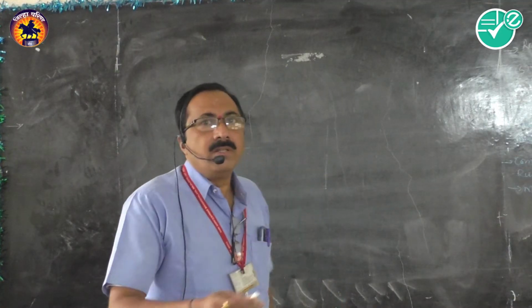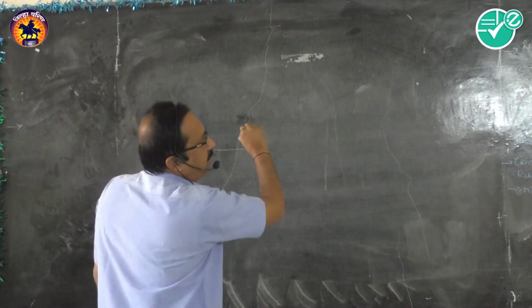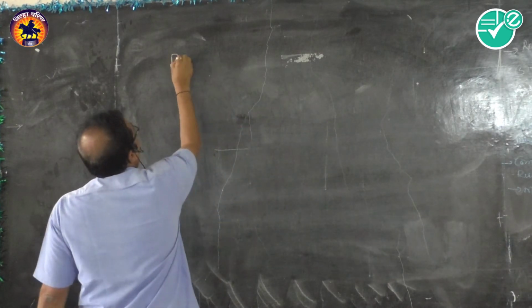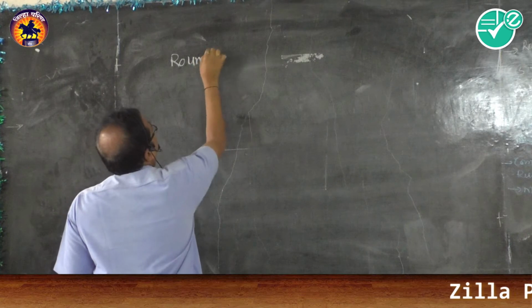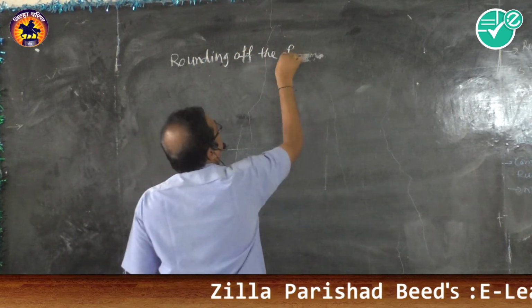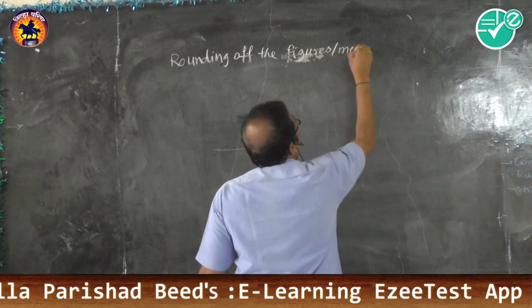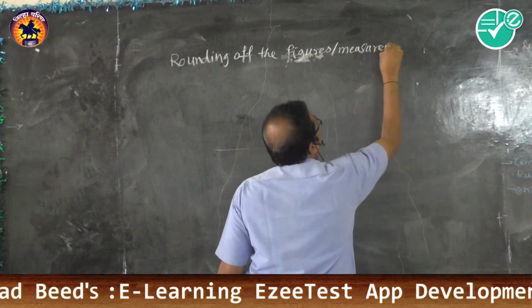On theoretical PP. So let us continue the previous article which was left yesterday. Rounding of the figures or measurements. So there are 5 rules.